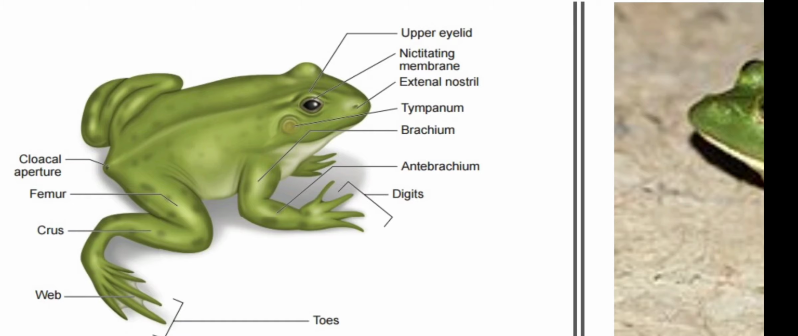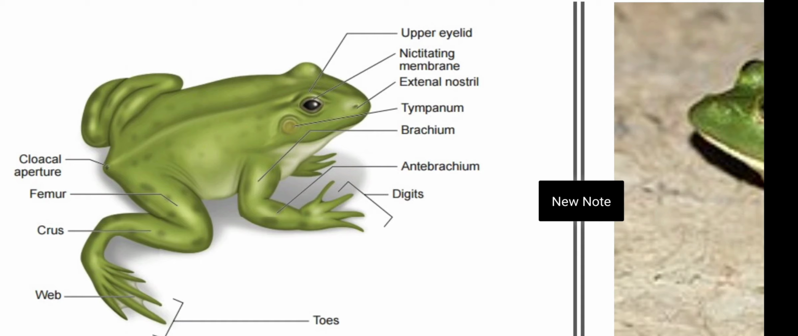Frogs have no external ears, neck and tail. Cloacal aperture is present. Cloaca means it is the common opening for the digestive, excretory and reproductive systems. It is common for all the three. The forelimbs are short and consist of upper arm, forearm and hand. Hind limbs are large, long and consist of thigh, shank and foot. The foot bears 5 long webbed toes.